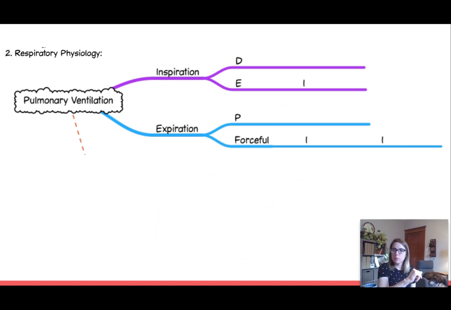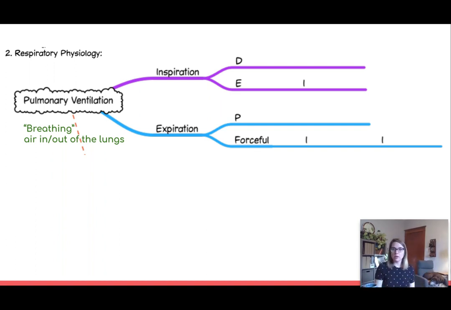So starting off with pulmonary ventilation, this is a very fancy word for breathing. All it means is getting air in and out of your lungs. So if you've heard of ventilators, these are machines that allow air in and out of the lungs for someone whose muscles aren't doing the job for them. And the thing that lets you breathe is the muscles of your rib cage.